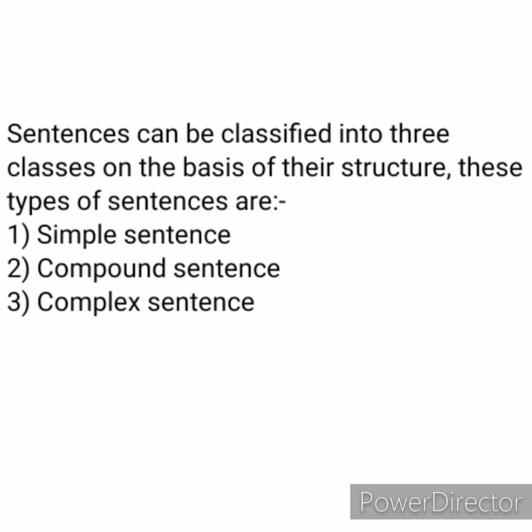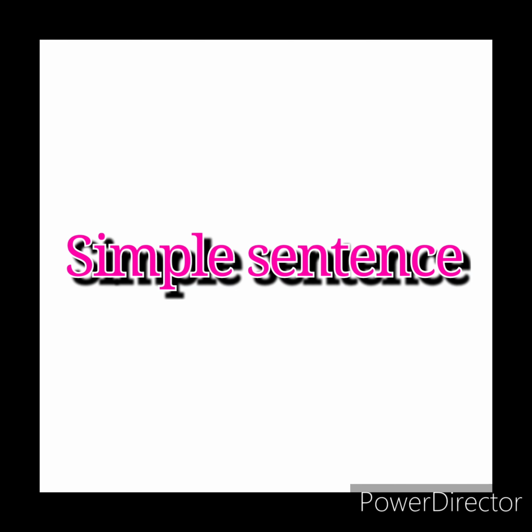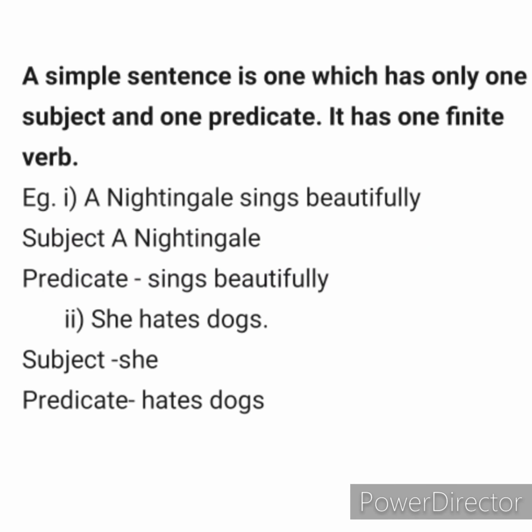Sentences can be classified into three classes on the basis of their structure. These types of sentences are simple sentence, compound sentence, and complex sentence. A simple sentence is one which has only one subject and one predicate. It has only one finite verb.